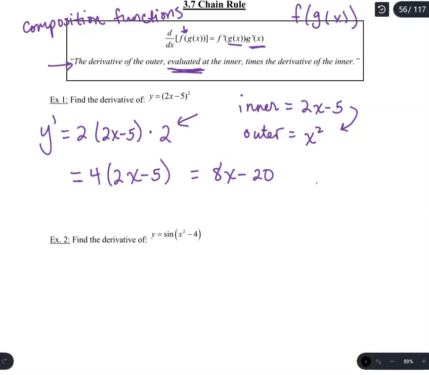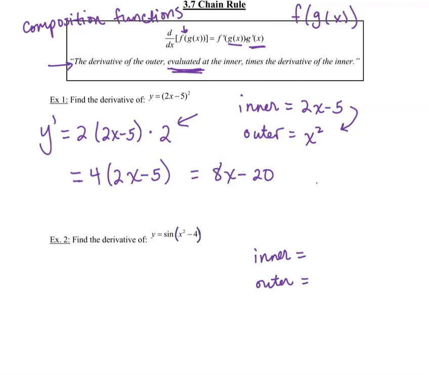They want us to find the derivative of sine of x squared minus 4. So when you have a trig function, whatever is inside the argument is going to be your inner function. Please remember, this is not multiplication. This is not sine times x squared minus 4. It's not a product rule. This requires a chain rule because the argument is x squared minus 4. That's on the inside of the sine function. So x squared minus 4 is the inner function. It has to be sine of something, so we'll say sine of x.